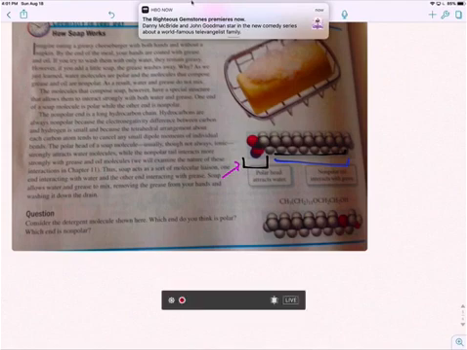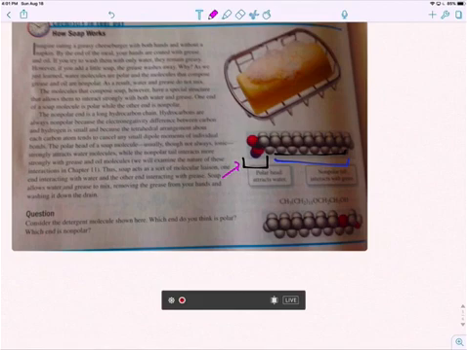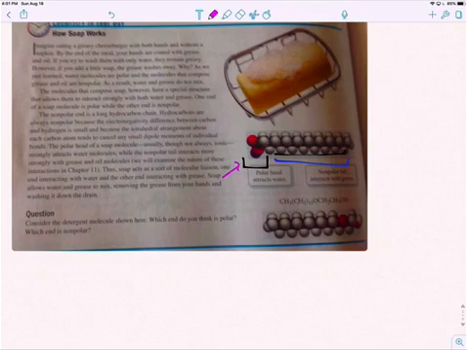Okay, HBO. Thank you, HBO, for letting me know about that. All right. Now let me get back to talking about this.